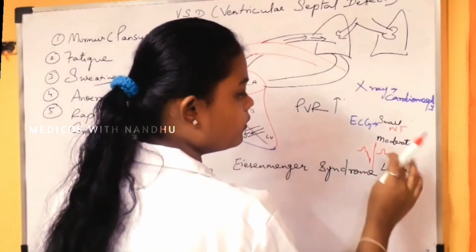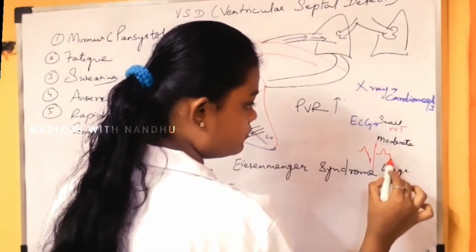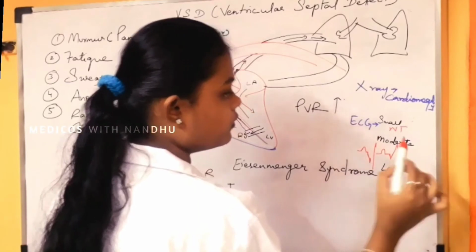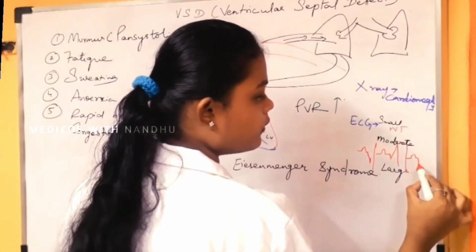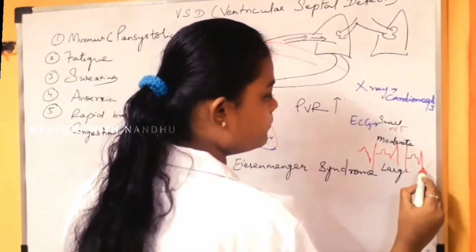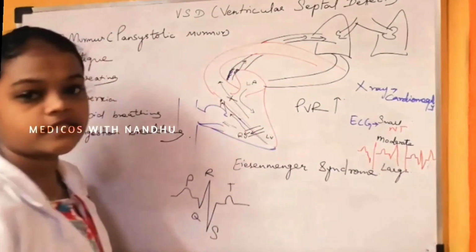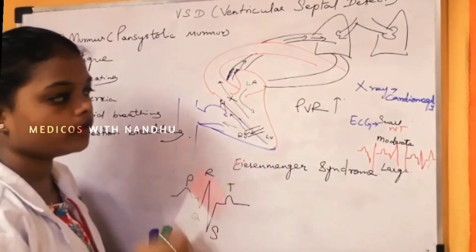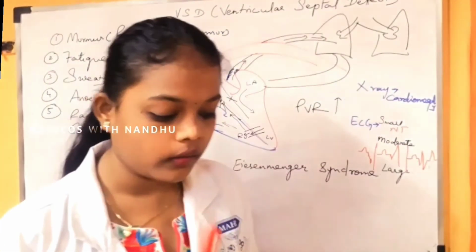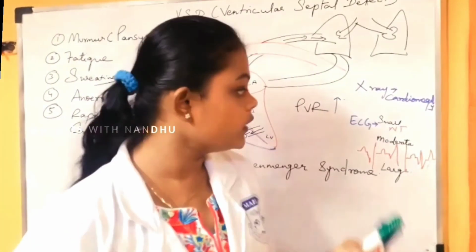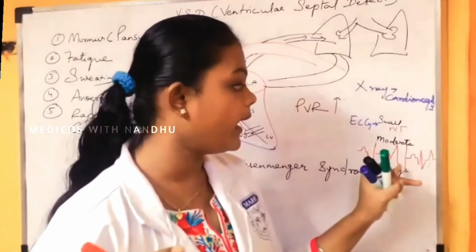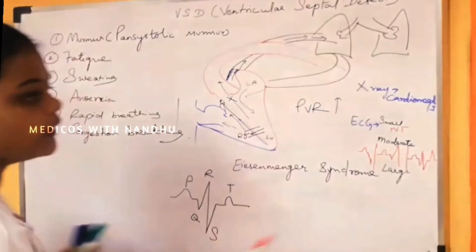P, Q, or R becomes tall, or it can be T wave becomes tall. Understand? So here in moderate VSD, either the Q wave will be deep or T wave will be tall or R wave will be tall. Okay, so this is the ECG modification here.